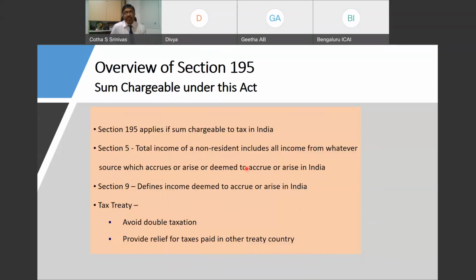For the sum chargeable under this Act, as I said, we have to go through section 5, the scope of total income, and section 9, which defines income deemed to accrue or arise in India. And also the tax treaty, which avoids double taxation and provides relief for taxes paid in the other treaty country. Apart from sections 5 and 9, when you have the benefit of the DTAA, you should see that also. Sometimes there will be a situation where the sum is chargeable to tax under the Income Tax Act, but it may be exempted as per the DTAA. Then also TDS provisions will not be applicable.